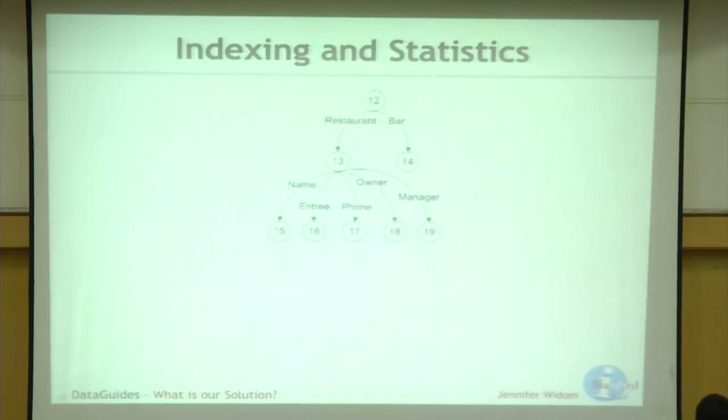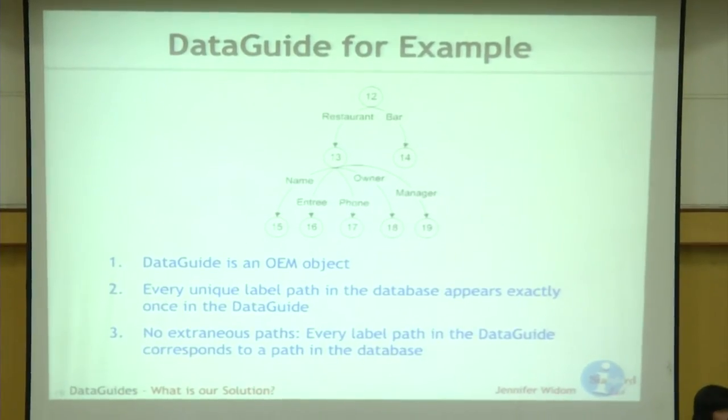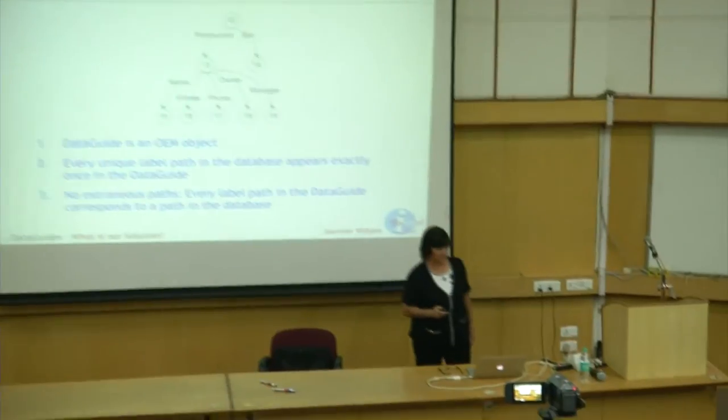All right. Let me tell you now a little bit how the data guide is used. And by the way, a question I often get, and I'll just deflect this one right away. We allowed cyclic data in the OEM model. In XML, it's harder to get cyclic data. We allowed it here. Cycles in the data would result in cycles in the data guide, and the definition would be satisfied even for paths of arbitrary length. So if you could go A, B, C, A, B, C, or whatever, around and around in the database, you would be able to do exactly the same thing in the data guide. And that's partly what made it hard, to tell you the truth.